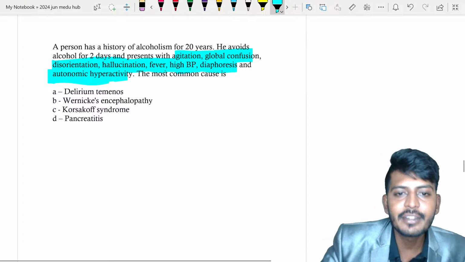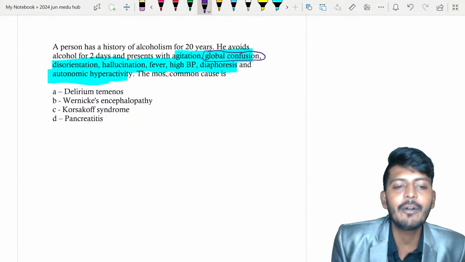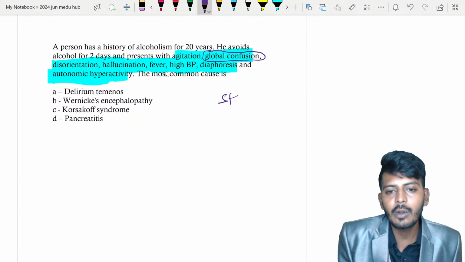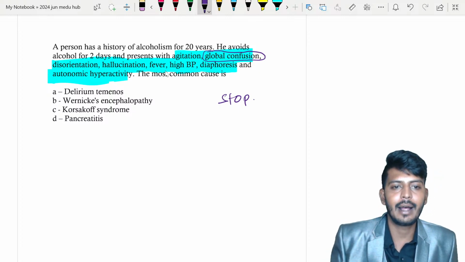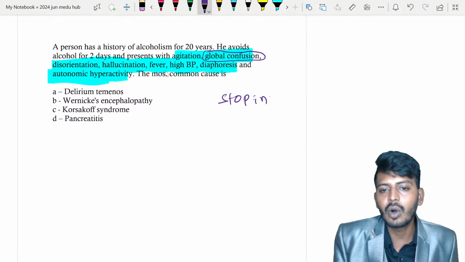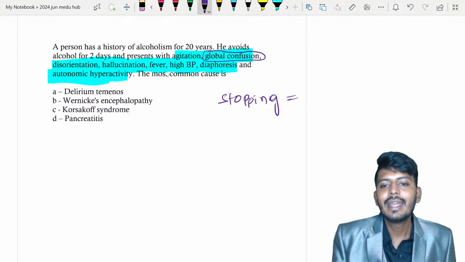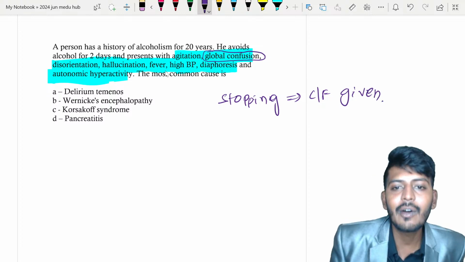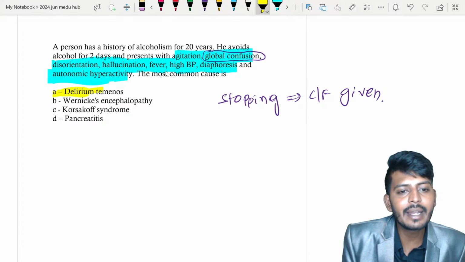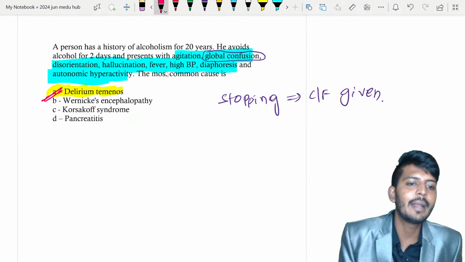Here one thing may confuse you, the global confusion. Look carefully, this has happened not while drinking alcohol but on withdrawal. He stopped the alcohol, and after stopping the alcohol, these clinical features given in the case are happening. So it is very clear what is happening. Withdrawal of alcohol will lead to delirium tremens.